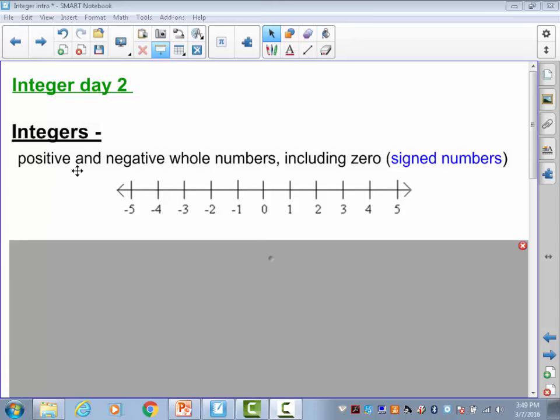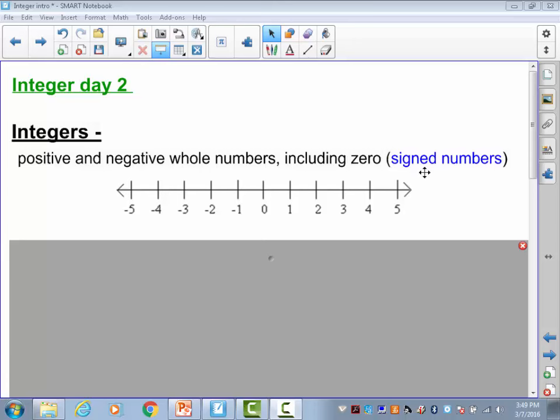Integers, they are positive and negative whole numbers, including 0. So if you take a look at the numbers on here, they're all whole numbers. There's no decimal, there's no fractions, anything like that. And we include 0. Okay, in your head, think to yourself, why is he saying including 0?